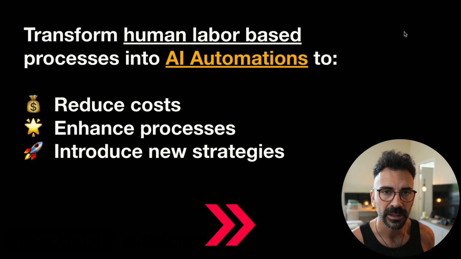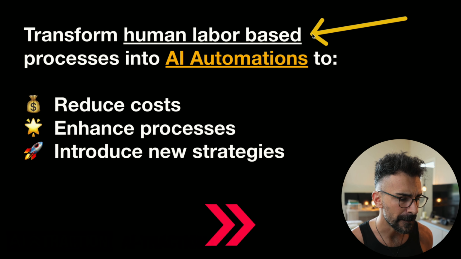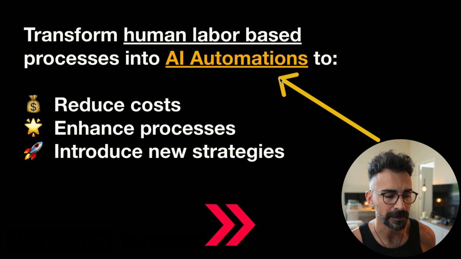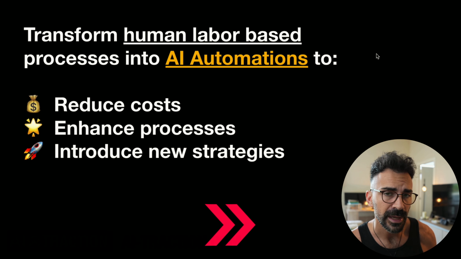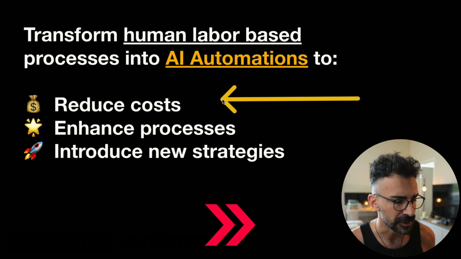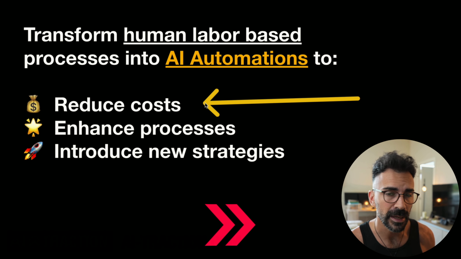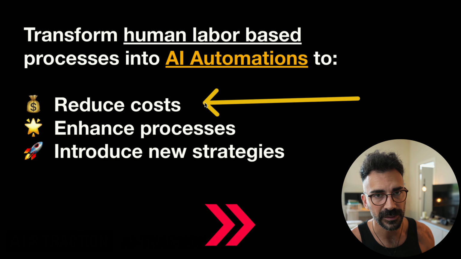What are we talking about is to transform human-based labored processes into fully automated processes managed by AI. And we're gonna do this because we use AI automation in business to, first of all, reduce cost by reducing human labor cost and cutting people to do repetitive tasks and use people to do better jobs.